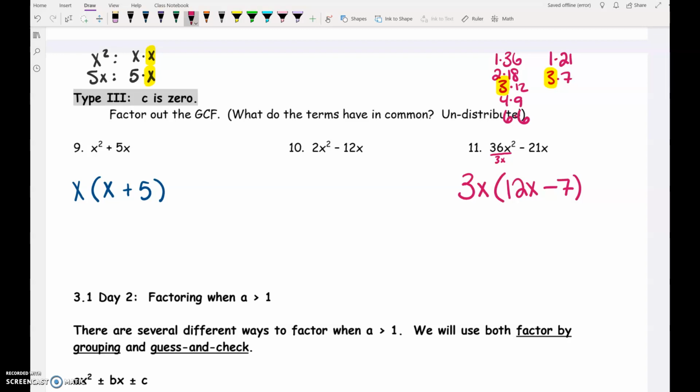If you're just tuning into the video, sorry that I didn't record the first two examples. My bad. Let's pick it up with number 10.